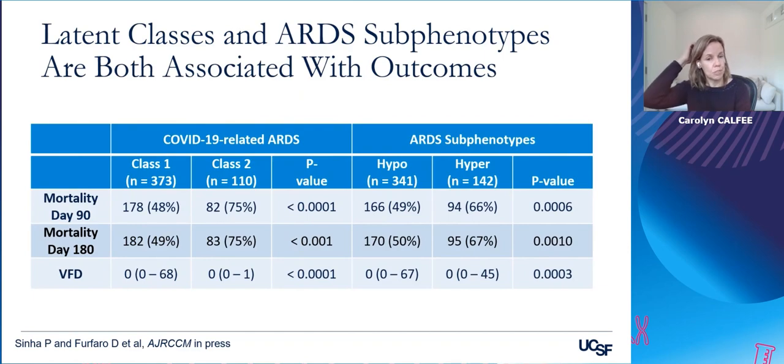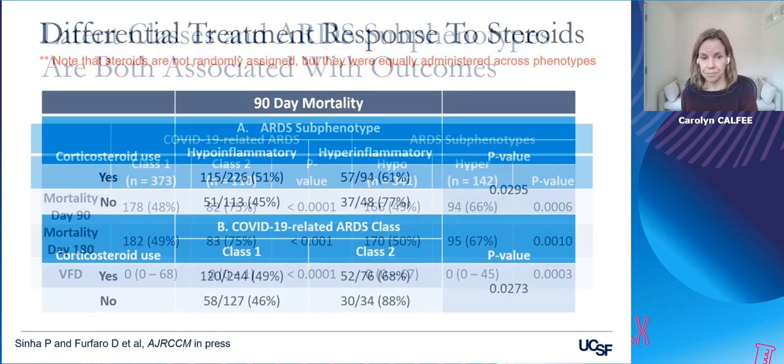All right, how did these phenotypes relate to outcomes? Well, what we found is that when we classified patients using these latent classes within COVID ARDS, class 2, that class characterized by the higher levels of inflammatory plasma biomarkers, had dramatically and significantly worse mortality as well as ventilator-free days. Similarly, when we classified the patients using the clinical classifier model into typical ARDS phenotypes, that hyperinflammatory group also had numerically and significantly worse mortality and more time on mechanical ventilation.